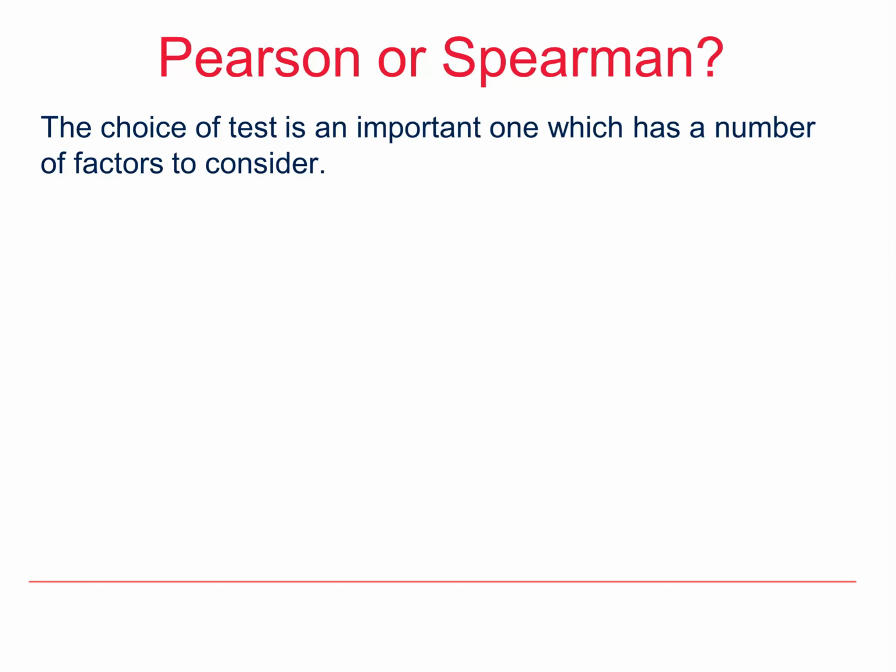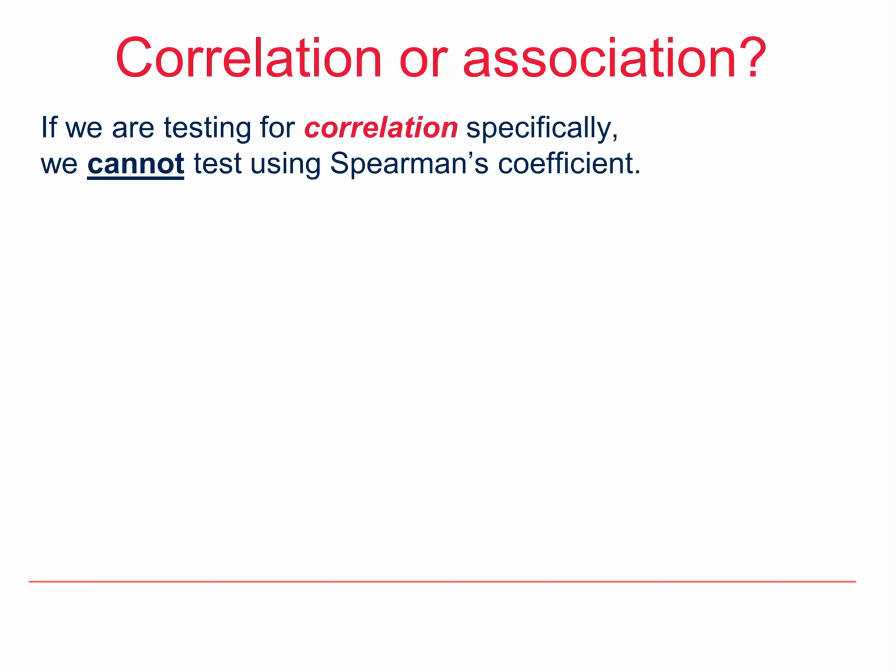So, if we've decided to do a test, which test should we use? Correlation is a linear relationship between the variables. So if we're looking for correlation, we can't use Spearman. Remember, Spearman investigates only for a general monotonic relationship, not a specifically linear one.